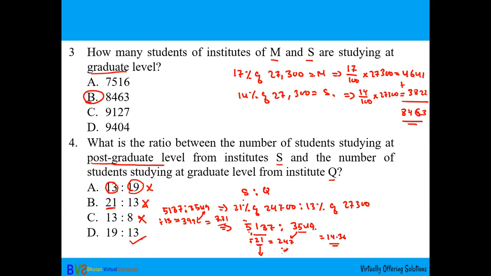Let us prove this now. 5187 is to 3549. First you have to divide the first ratio by 19. 5187 divided by 19, you are getting 273. Now you divide 3549 by 273. 3549 divided by 273, you will get 13. So the ratio is 19 is to 13. That is the correct answer, D.